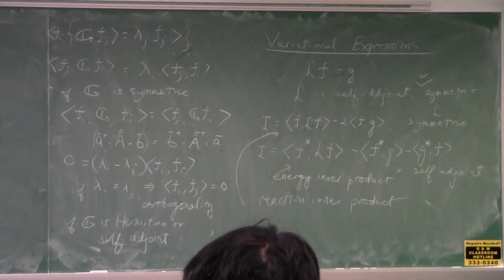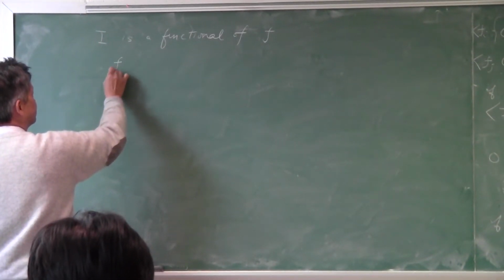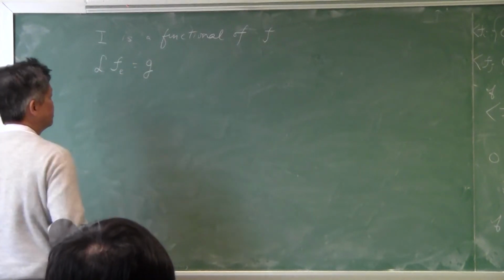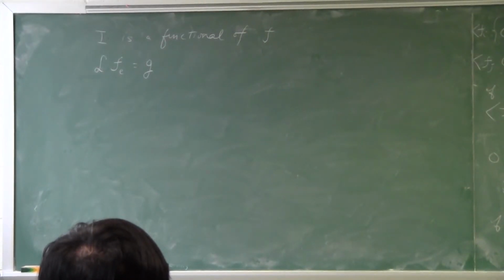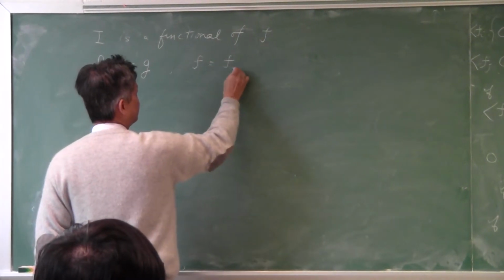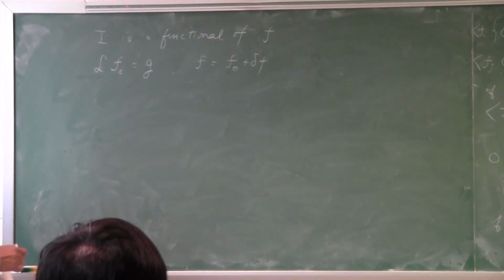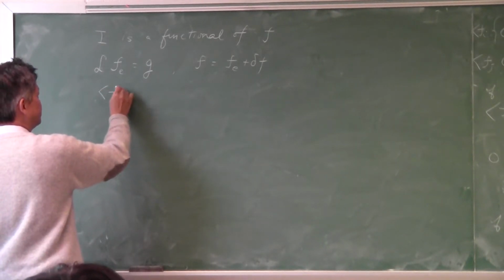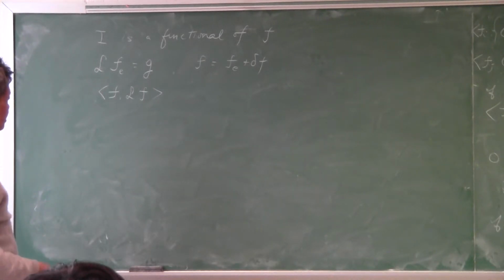And then you can derive the solution for the second case. Let's assume that L f exact is equal to g, and we have found the exact solution to this linear operator equation. We let f be f exact plus delta f, the small departure from the exact solution. Then if you substitute into this equation, you will get 4 terms.